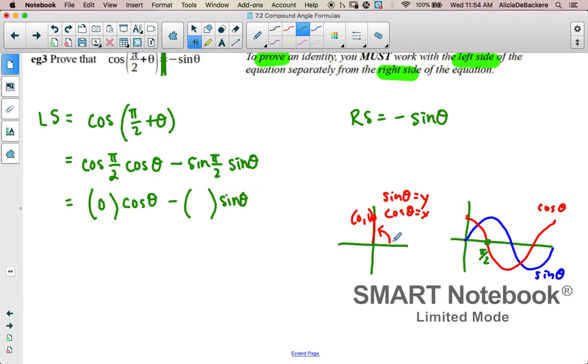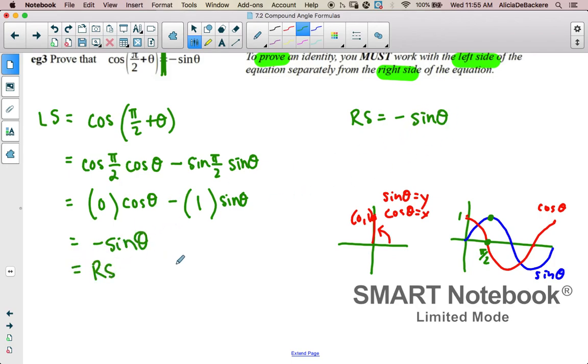So again, I can be looking at the terminal arm and I'm looking for the y value for sine is 1, or I might be looking at the sine curve and at pi by 2 there's a height of 1. Either way, the answer is 1. And now I can simplify this. 0 times cos theta, that's just 0, and I'm just left with negative sine theta. And what do you know? That's what we were looking for.